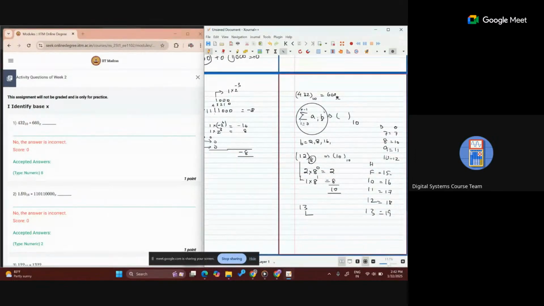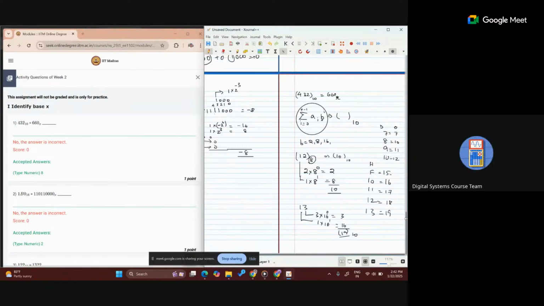So 13: 3 into its base 16 power 0 gives 3, and 1 into 16 power 1 gives 16. Finally, we get the answer in decimal only. Okay. Yes, sir.